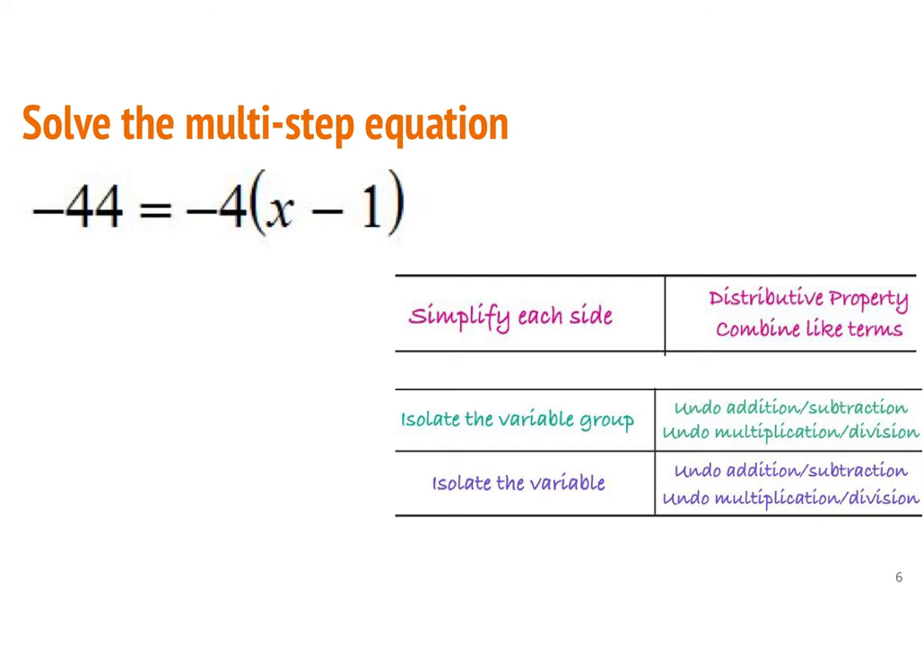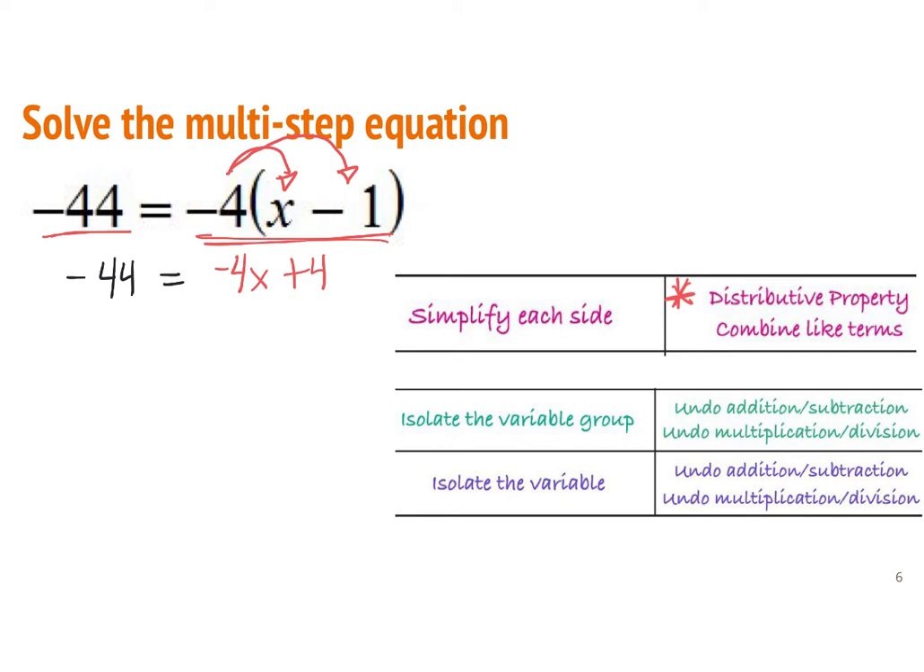So first step is to simplify each side. So I look to the left of the equal sign. Nothing needs to be simplified, so I can just bring it down. I look to the right side of this equal sign, and I notice that I have some parentheses. So in this case, I want to simplify by using the distributive property. So I'm going to multiply negative 4 times x and negative 4 times negative 1. So this gives me negative 4x, positive 4. And I am going to bring down the equals and the negative 44.